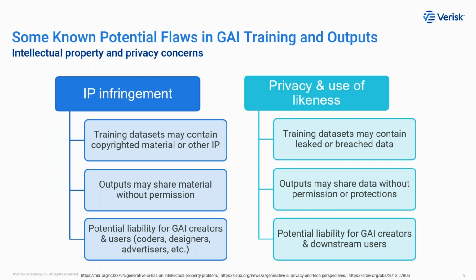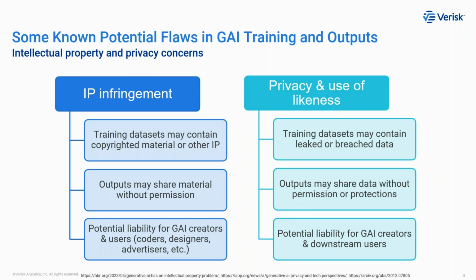So the first set of known potential flaws to talk about include intellectual property concerns and privacy concerns. On the left, there can be IP infringement concerns because the data sets that generative AI is trained on may contain copyrighted material or other intellectual property. And if that's the case, then the outputs from using these tools may share that material without the adequate permissions. And this could lead to potential liability for GAI creators and users, such as coders, designers, advertisers, and more.